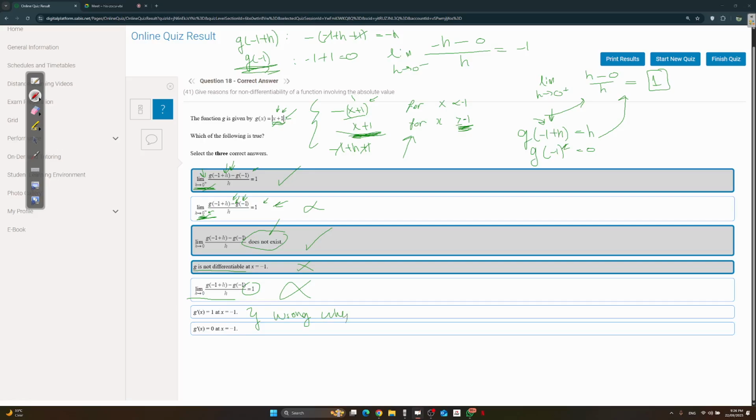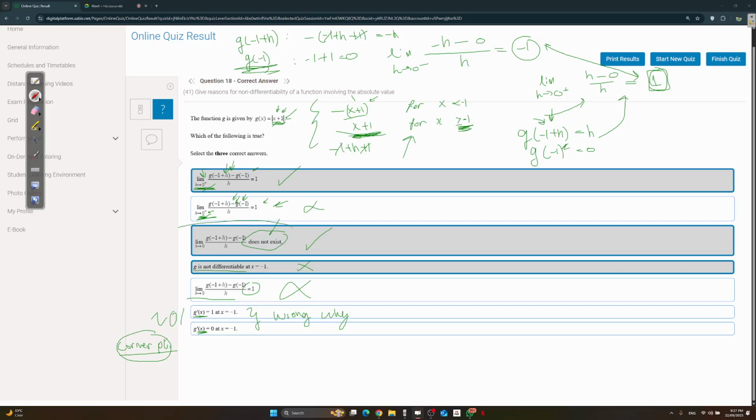Why? This is where I'm going to teach you a new concept called corner point. Corner point is when you have the derivative on the left, sorry, on the right, it's 1. Derivative of the left is -1. When these two are opposites of each other, then this is called a corner point. And that means, does this derivative exist? No. How do you know?